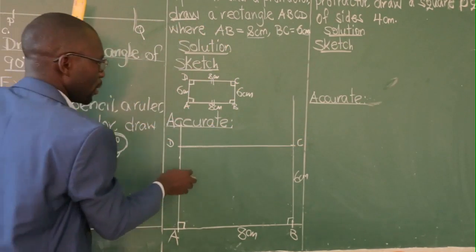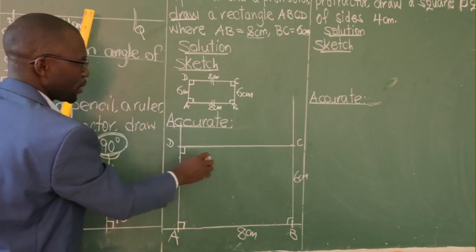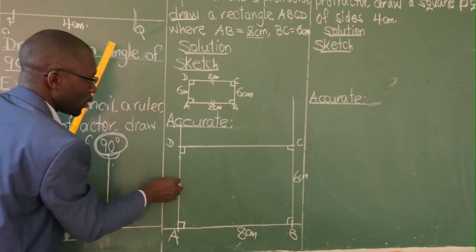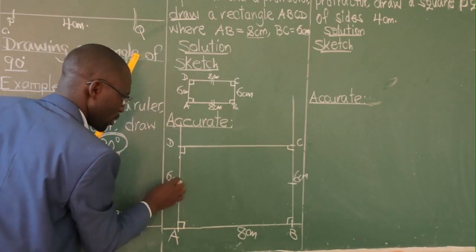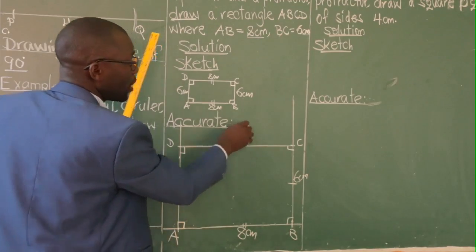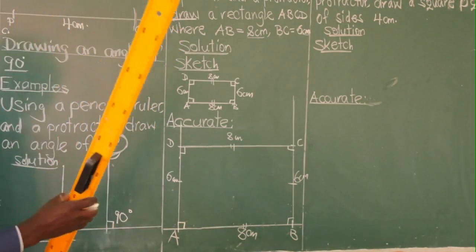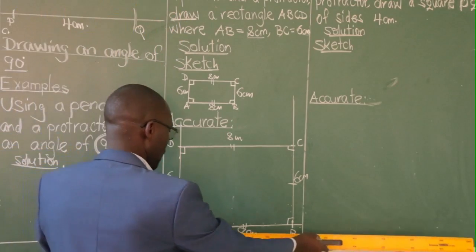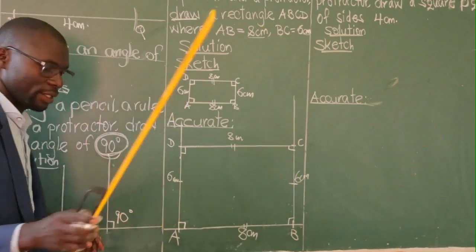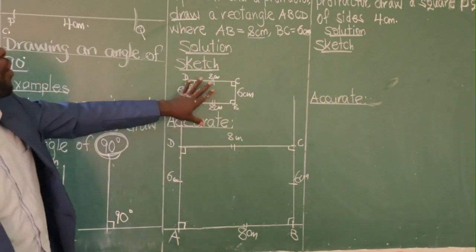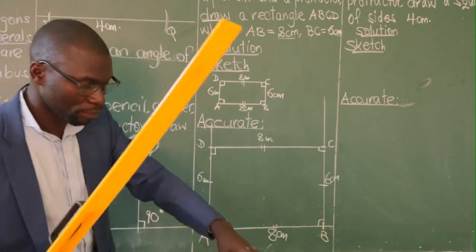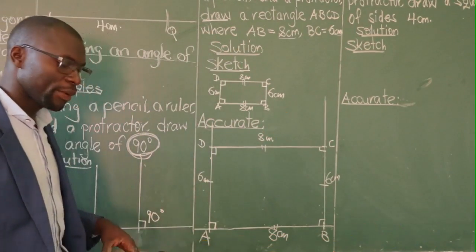So you see that this one is also 90, that is also 90. This side is 6 centimeters. This one is equal to this one, it's also 8 centimeters. You can as well use the ruler and check and see if this is 8, and also DC is also 8. So that's basically how we can draw a rectangle using a ruler, a protractor, and then a pencil.